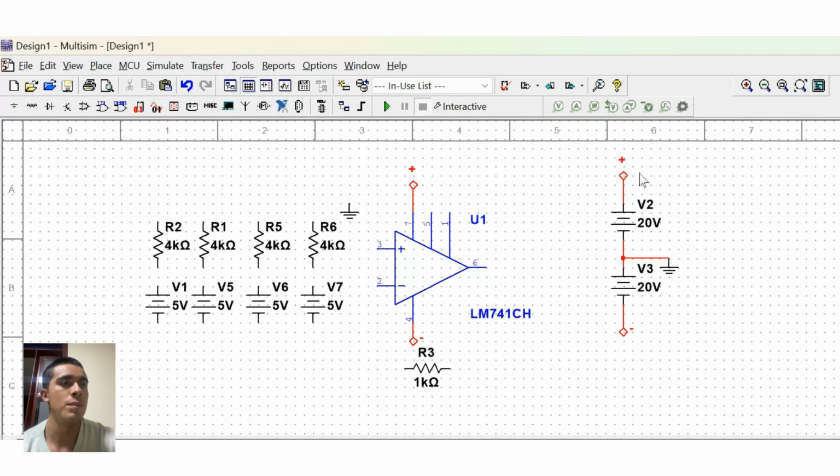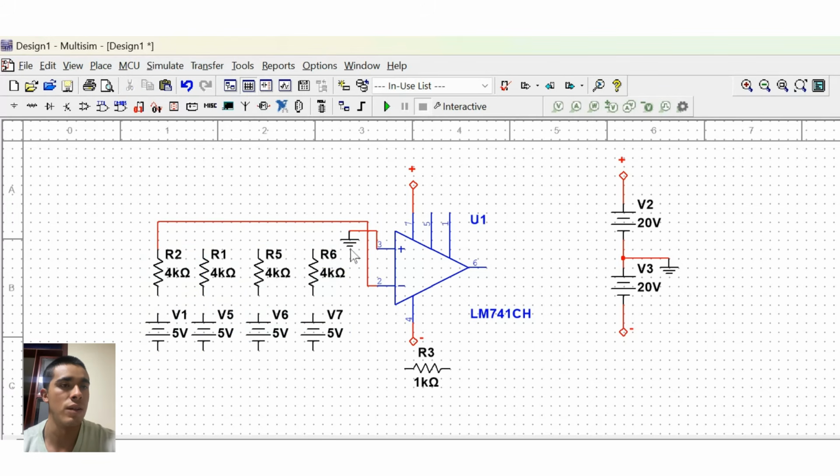We observe the plus and minus 20-volt supply, a set of resistors and input voltages, and the ground connection at the non-inverting input, since it is an inverting configuration. In this example, we use 4 inputs, each with a value of 0.25, similar to a total grade composed of 4 individual scores of equal weight.